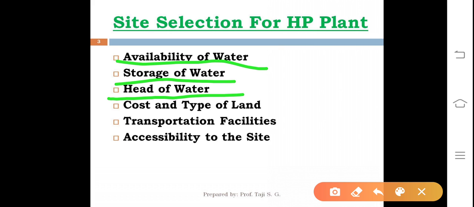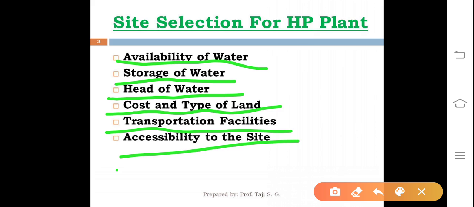And cost and type of land. While establishing the plant, we have to see the cost and type of land also. Transportation facilities, whether it is accessible or not, and accessibility to the site. Transportation facilities are either existing or should be created so as to reach the storage site and power plant for generation purposes. We have to see all these factors together so that it will be feasible.